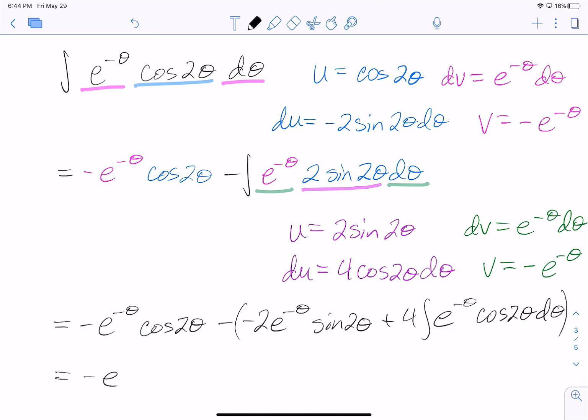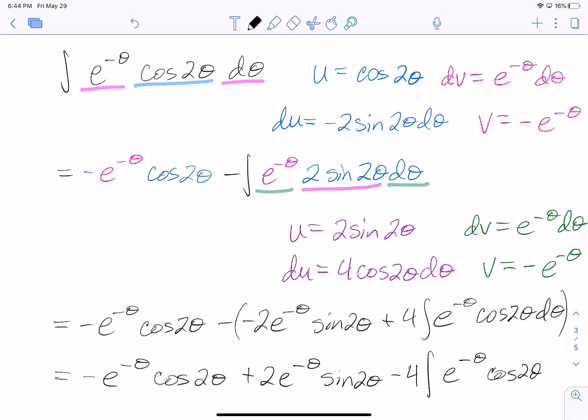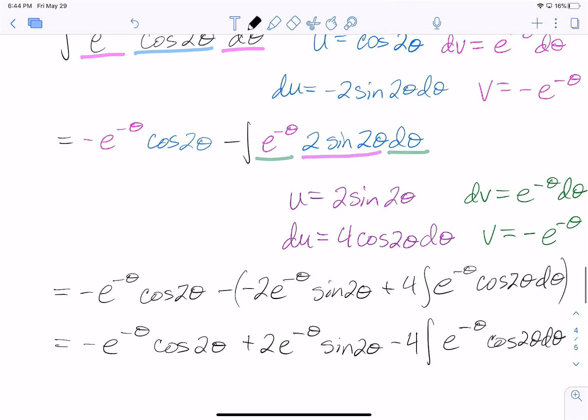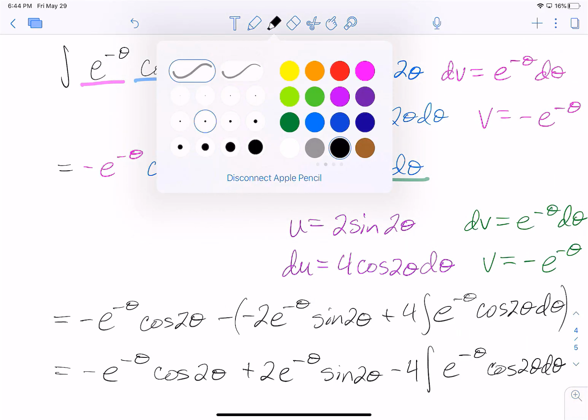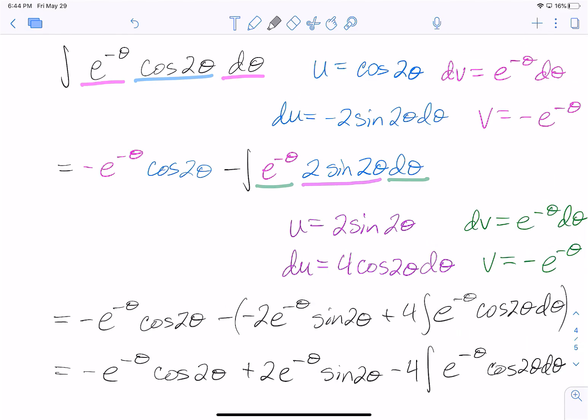Distributing that minus sign is actually going to get us something here that we're going to be able to use in just a moment. So we have negative e to the negative theta cosine 2 theta plus 2e to the negative theta sine of 2 theta minus 4 times the integral of e to the negative theta cosine of 2 theta d theta. And now we may be thinking, well, let's use integration by parts again. But folks, if we compare what we have now in our integrand, this integral of e to the negative theta cosine of 2 theta d theta, with what we originally started with, it's the same integrand.